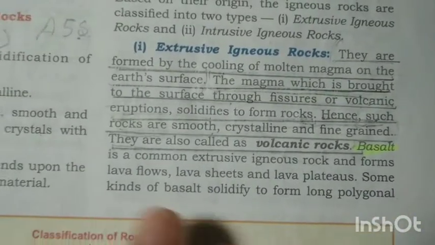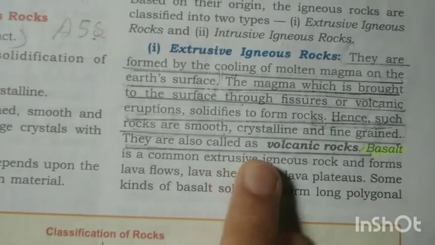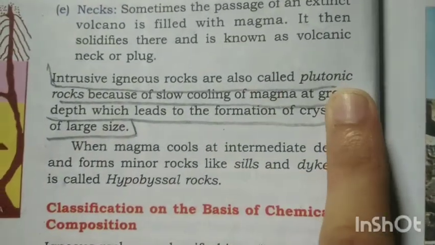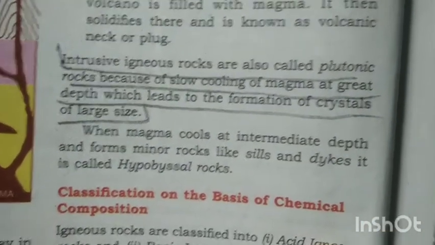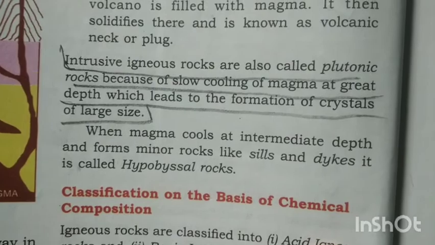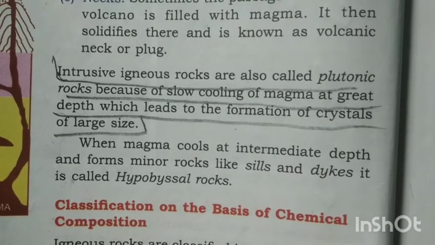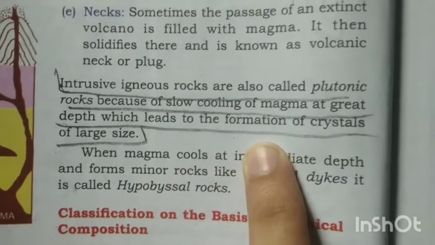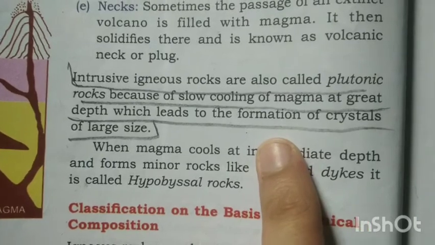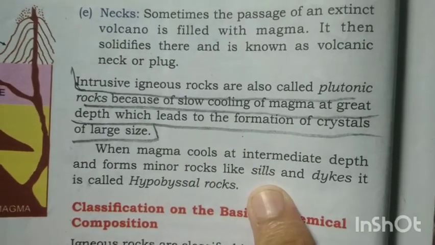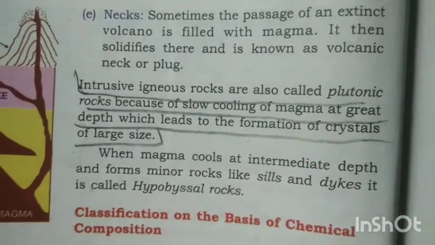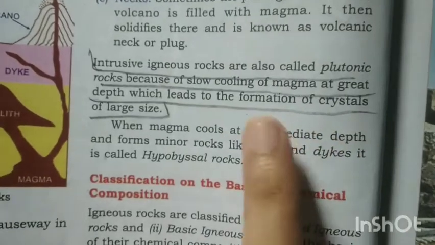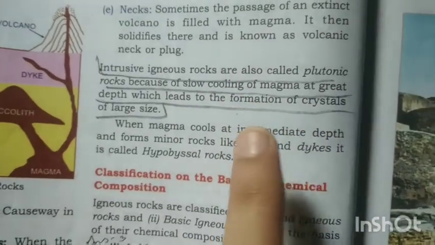Now, as we read, extrusive igneous rocks are also called volcanic rocks. Similarly, intrusive rocks are called plutonic rocks. Why? Because they are found deep inside the earth, and because of slow cooling of magma, greater depth leads to the formation of crystals of large size. This is the main characteristic of the intrusive igneous rocks: they are of large size. Why? Because of slow cooling. Why slow cooling? Because of great depth. Okay. So these were the intrusive igneous rocks and extrusive igneous rocks.